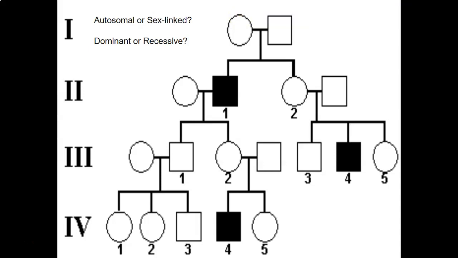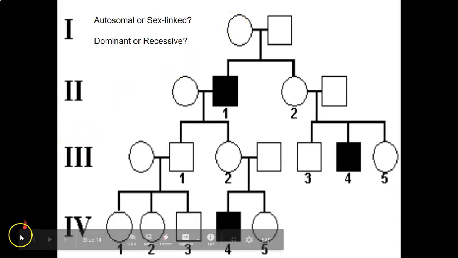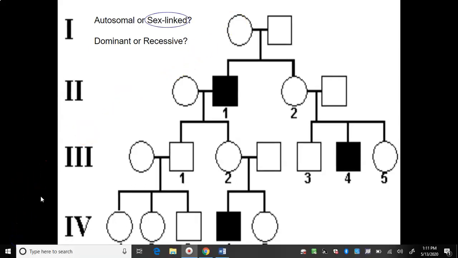Now, again, is it autosomal or sex-linked? For autosomal, you have to go back to your rules. Is there a 50-50 split between males and females that have it, or close to a 50-50 split, or do mostly males have it? Well, in this case, mostly males have it, so it would be sex-linked. Then the next thing we need to figure out is whether it is dominant or recessive.